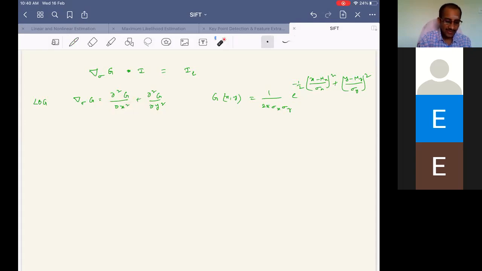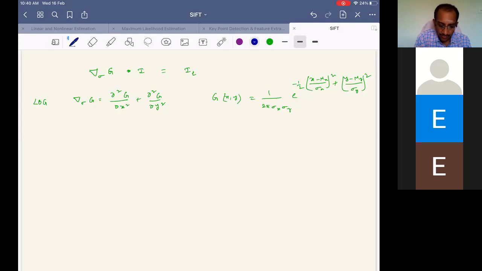And what we are suggesting, we need to first compute the Laplacian of Gaussian. We have a big expression, and that we need to convolve with images. So that takes computational effort. So what David Lowe has come up with is a simple solution to perform this, that is, using difference of Gaussians.